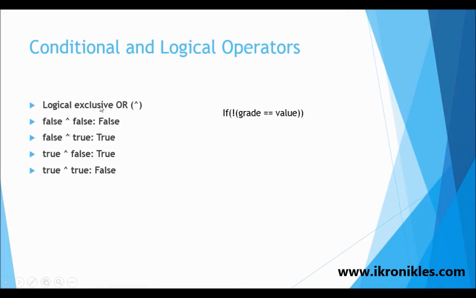Now for logical exclusive OR: if they are both false, then it's going to be false. If one is false and the other is true, it's going to be true. That is, if one condition is met, then it's going to be true. But if they are both true, this will negate it and make it false.